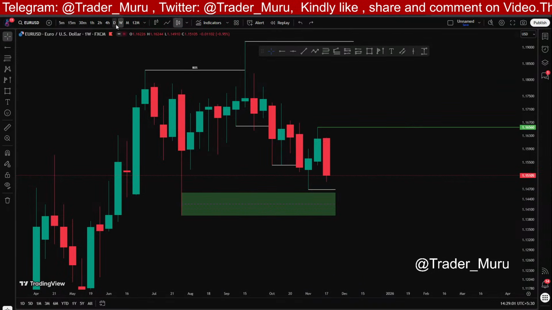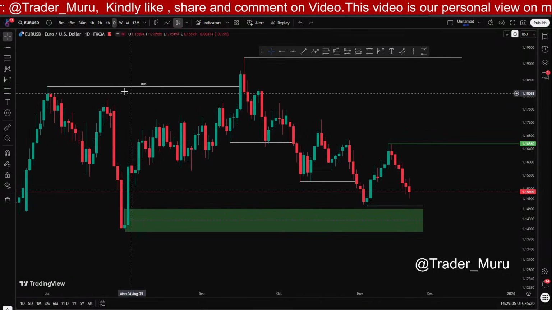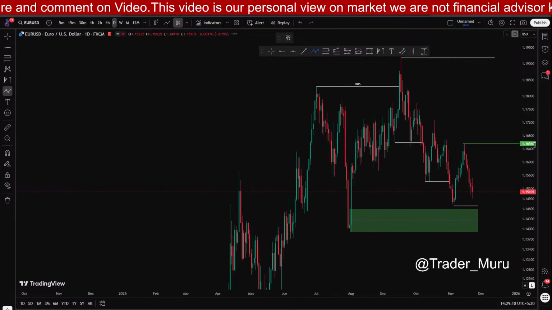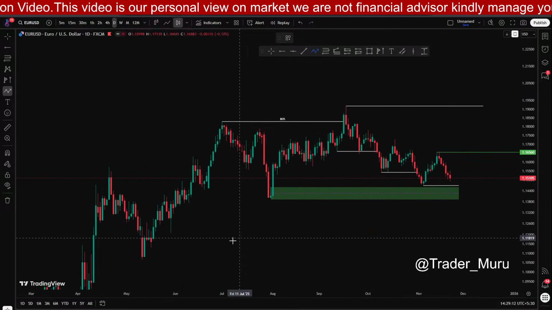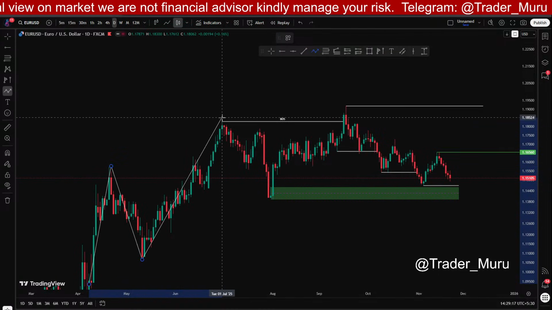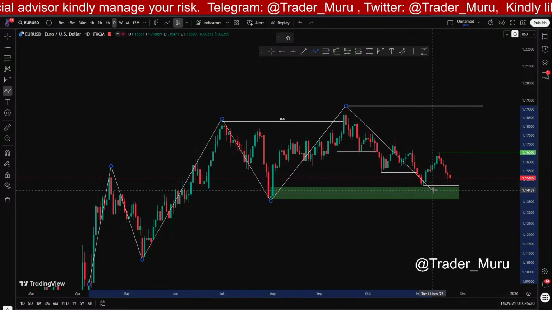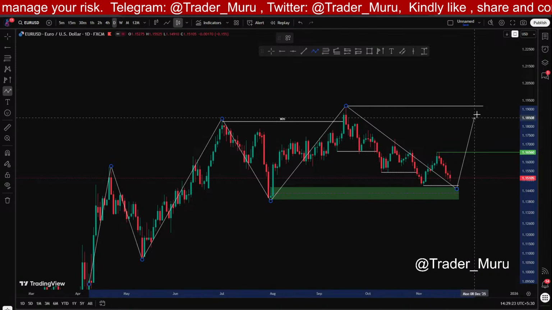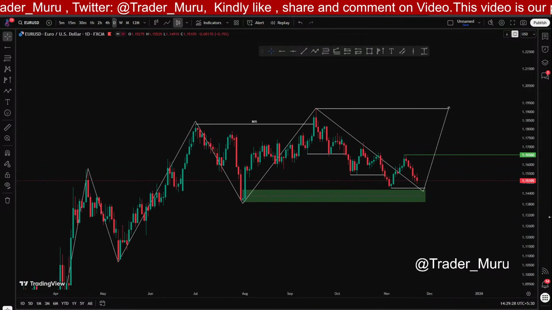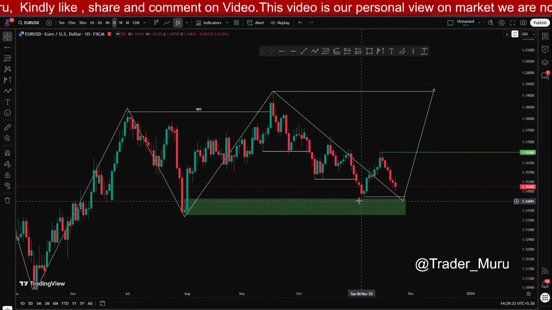Okay, euro is still bullish in daily time frame until this structure gets broken. You can clearly see this. Price is making higher lows, again higher highs, higher lows. This is a new higher high and this is a new higher low. Then price can go like this. Price creating a liquidity here.